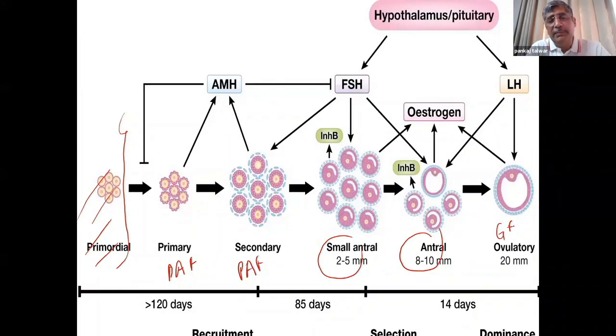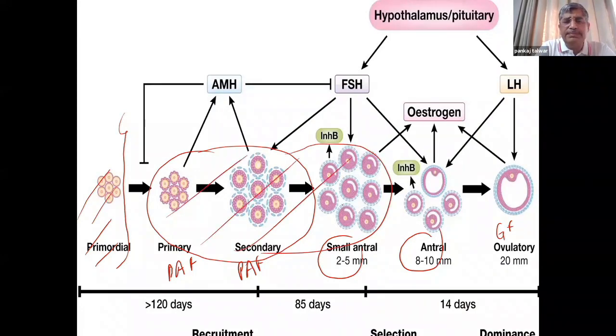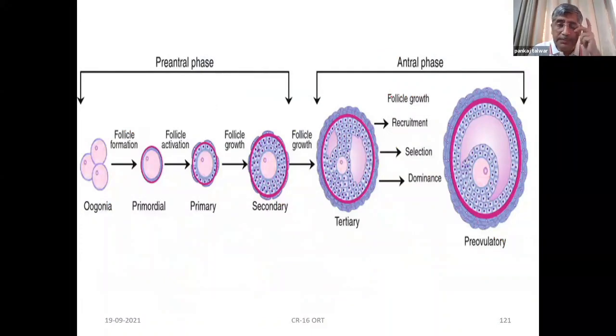So where does AMH come from? AMH primarily comes from the pre-antral follicles and small antral follicles. All these will release AMH. Inhibin B comes from the small antral and antral follicles. Important here is that as long as the follicles are primary or secondary, pre-antral or early antral, they don't come under FSH. FSH doesn't have any role on them. They are independent of FSH, but after that, FSH takes over in their growth.